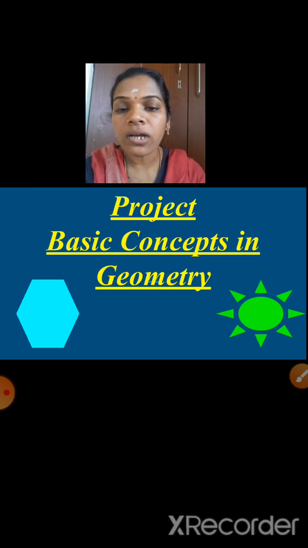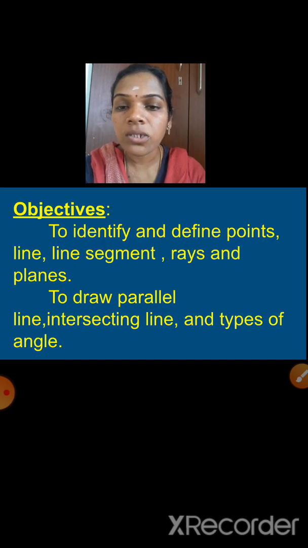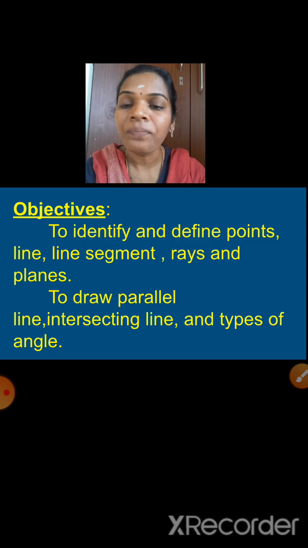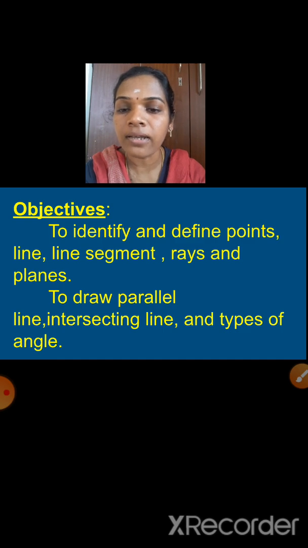Okay, so children, you have to do this project, and it is in which lesson? Basic concepts in geometry. So what you have to do, I will tell. First you have to write objectives. Where you have to write that also I will tell you. The objective is to identify and define points, line segments, rays and planes, to draw parallel lines, intersecting lines and types of angles.